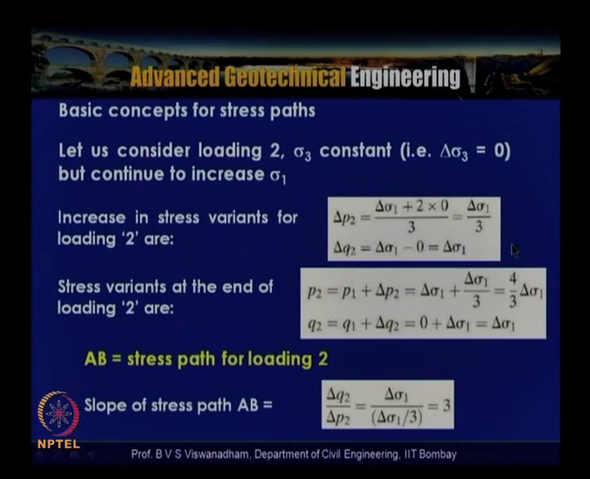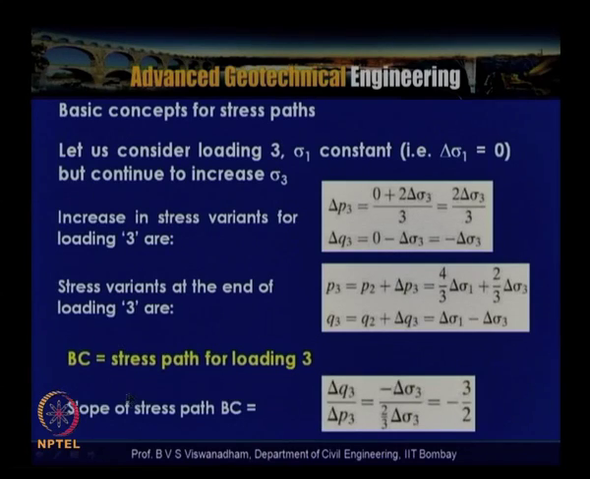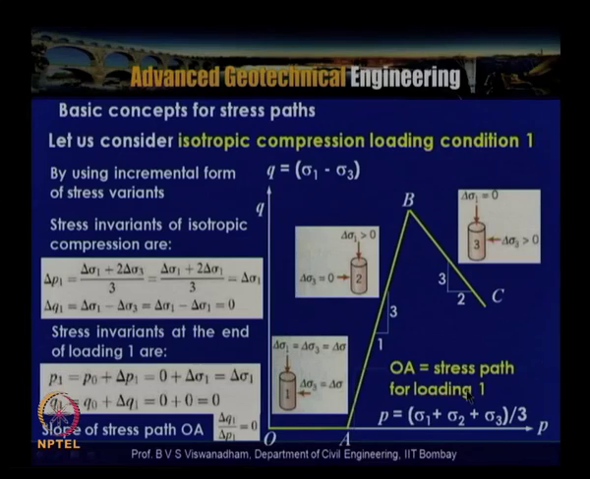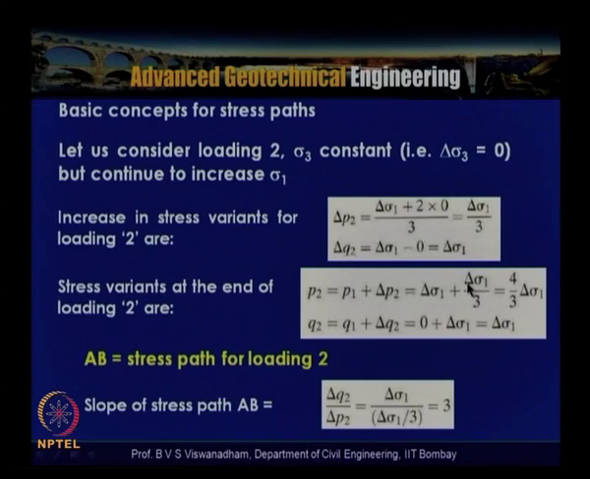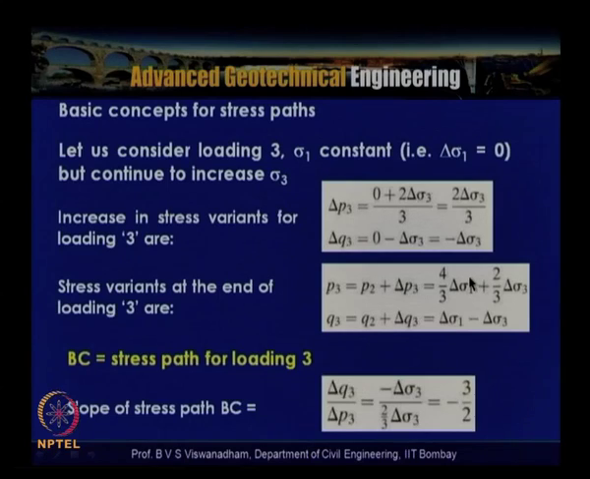With that you can see the slope of the stress path BC is nothing but delta Q3 by delta P3, which is minus delta sigma 3 by 2 third of delta sigma 3, and with that what we get is minus 3 by 2. So minus 3 by 2, the slope is actually indicated here, 3 vertical 2 horizontal, that is the slope which runs down here for stress path BC for the loading condition where sigma 1 is constant, delta sigma 1 is 0, and delta sigma 3 continues to increase, that is greater than 0. So that is for loading condition 3.